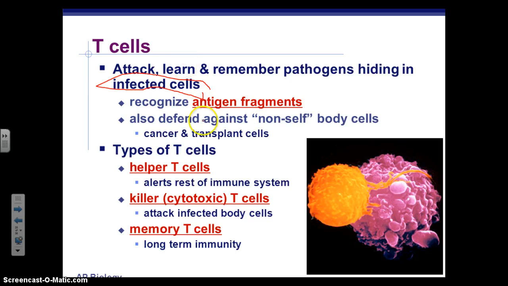So there are three types of T cells. We have helper T cells, and their job is to alert the rest of the immune system. Then we have killer, also known as cytotoxic T cells, and their job is to attack infected body cells, so cells that are infected with a virus or bacteria. And then we have memory T cells, which stick around after the infection is over, so that once again you have long-term immunity and can respond faster to a pathogen that you've already been infected with.